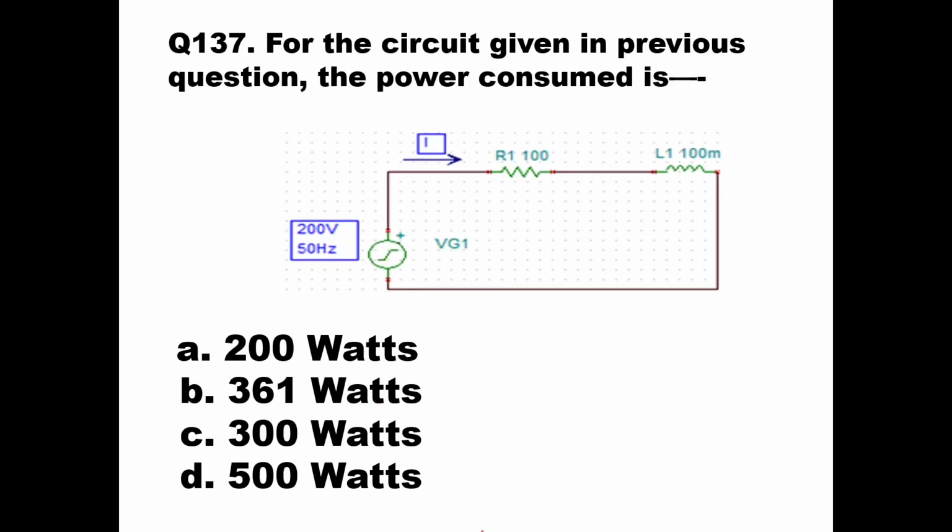Then we'll go to the next question, question number 137. For the circuit given in the previous question, that is the same circuit we have shown here, the power consumed is how much? Now here we see that voltage is equal to 200 volts, and we have to find out the current because you have a resistance in series with inductance.